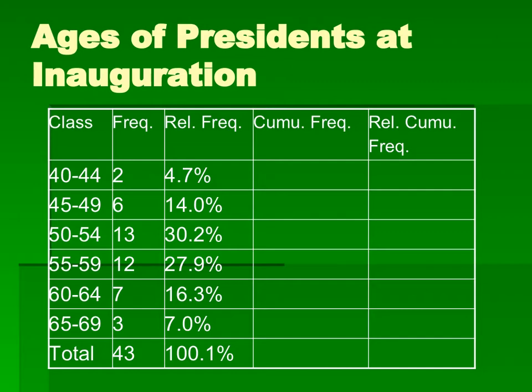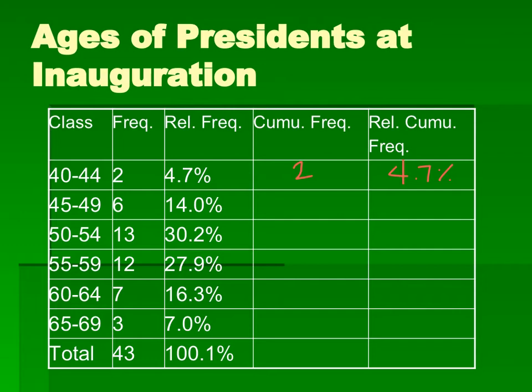So this is what the table looks like. You're going to complete the cumulative frequency and relative cumulative frequency columns just with the aid of your calculator. The first few values aren't that exciting. The cumulative frequency, well, if the frequency is 2, then the cumulative frequency for this first row would be 2 as well, and the relative cumulative frequency is still 4.7 as it was before.